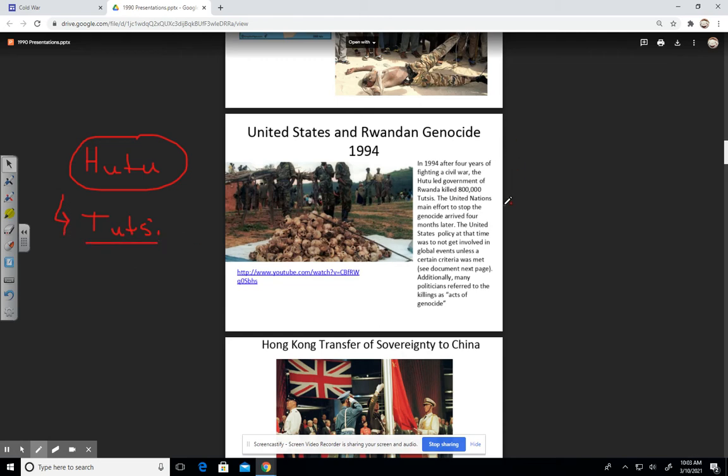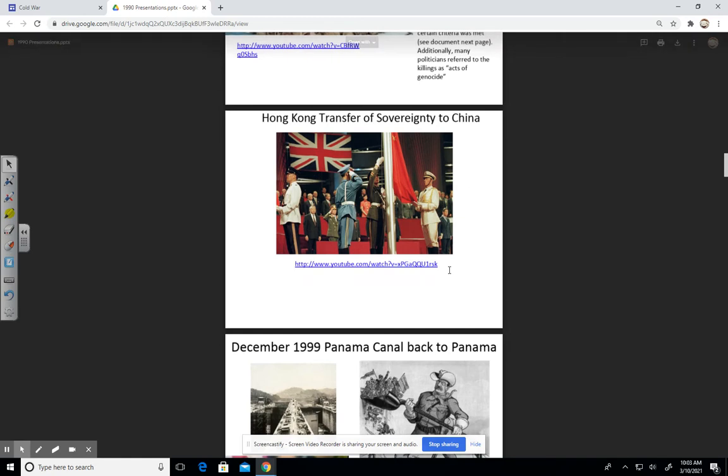And the United Nations would pretty much debate if this is a genocide or a civil war or an active genocide. And that would then lead to the killing of 800,000 Tutsis throughout Rwanda. Hong Kong would go back to China.